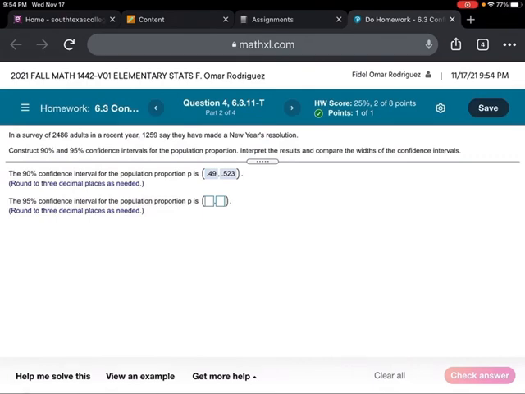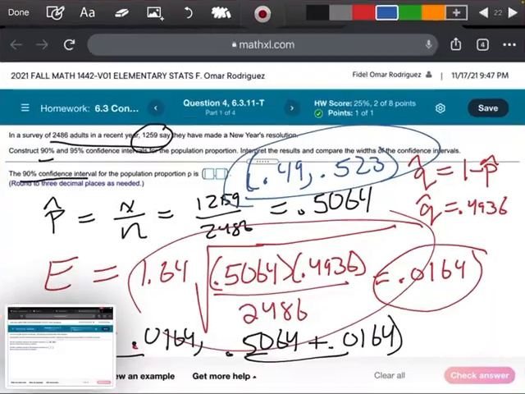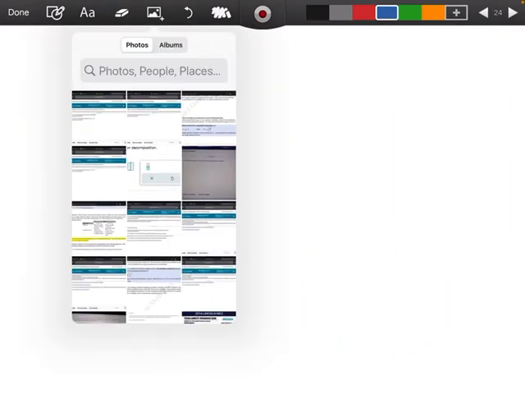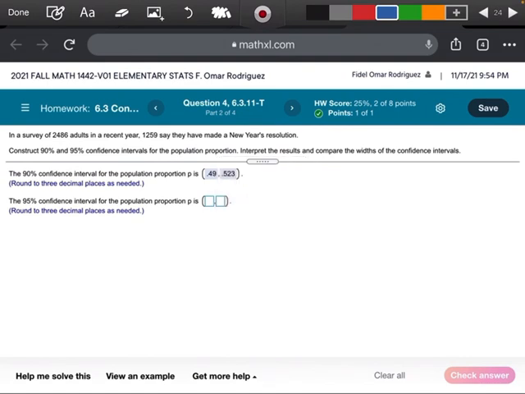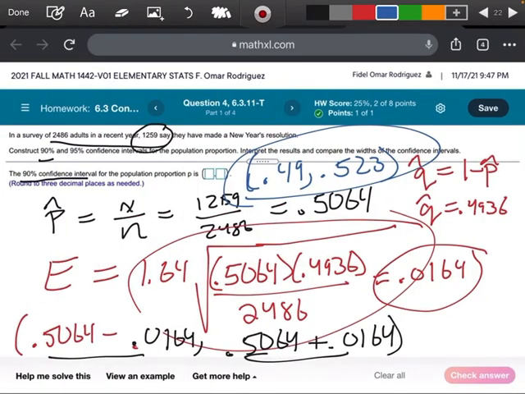Okay, now we're going to do the same thing for the next part, which is a 95% confidence interval. Okay, so let me take a screenshot of this. Here we go. Let's come back over here and upload this screenshot. There we go. Now we're going to do exactly the same thing we did before, y'all, for a 95% confidence interval. So I'm going to show you something.